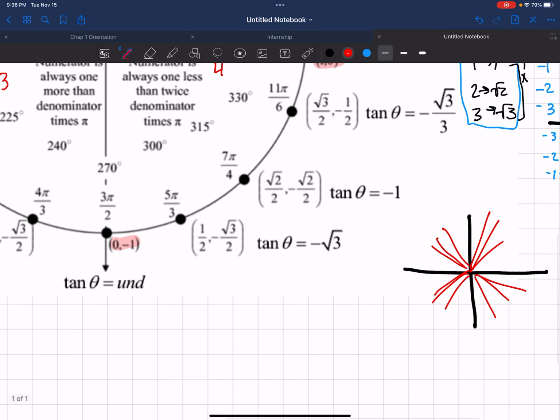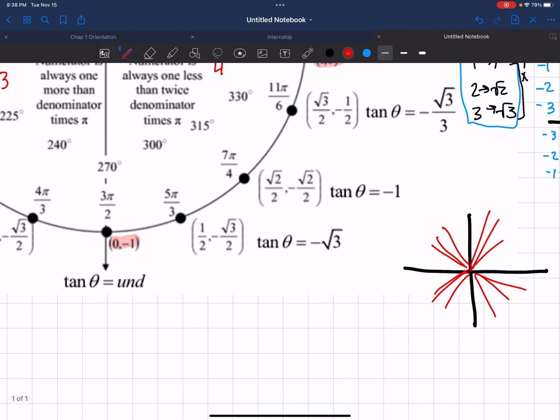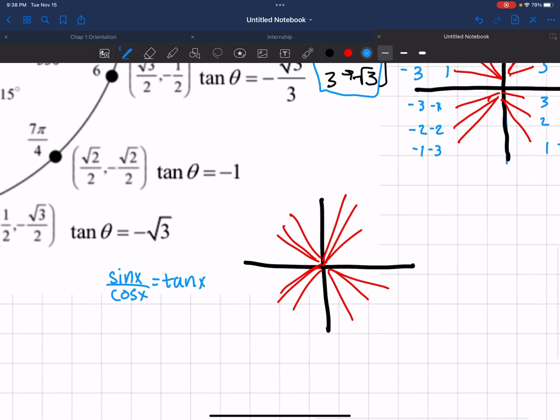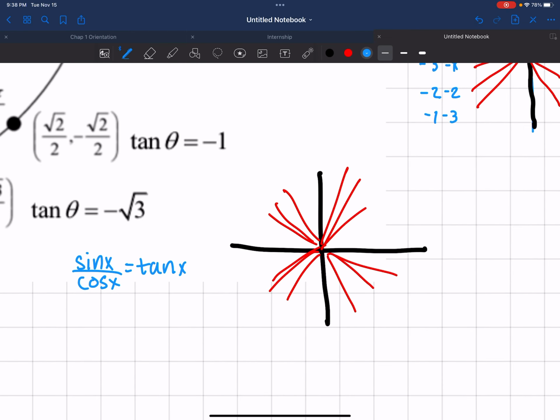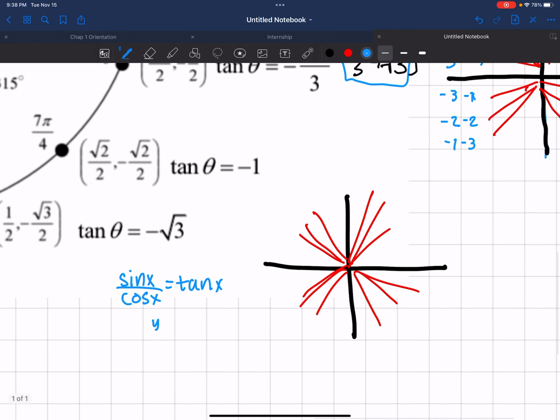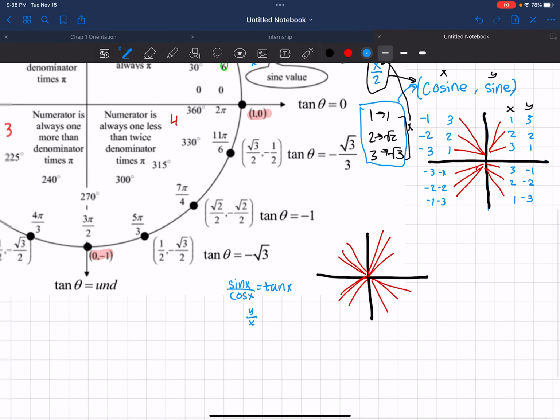First, you have to know what tangent is equal to. One of the rules you have to know is that sine x over cosine x equals tangent x. In this case, they use tangent theta, but you can use any variable. So you have your y over your x, okay? And these are your x, y, x, y. So that's how you figure that out.